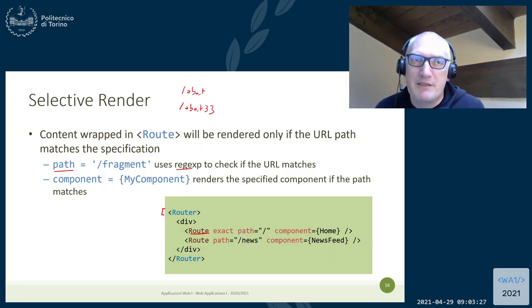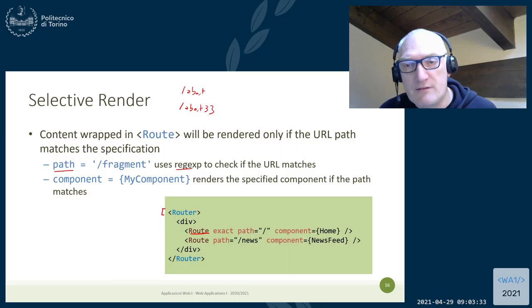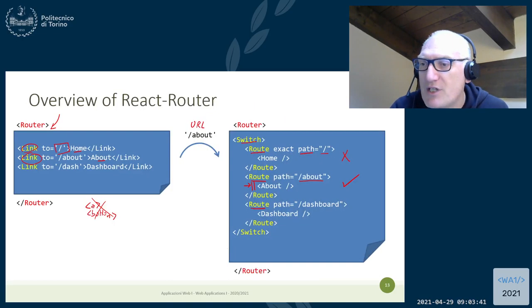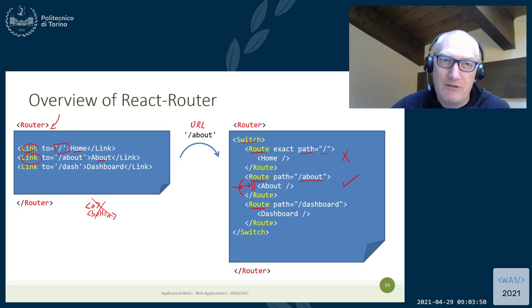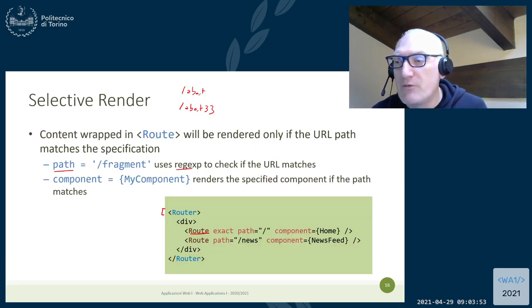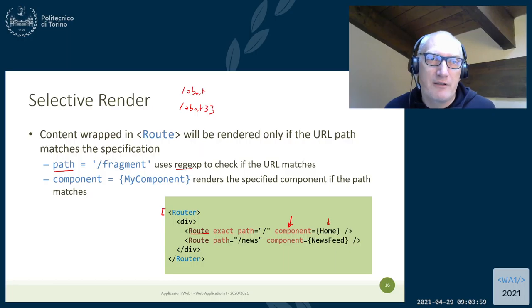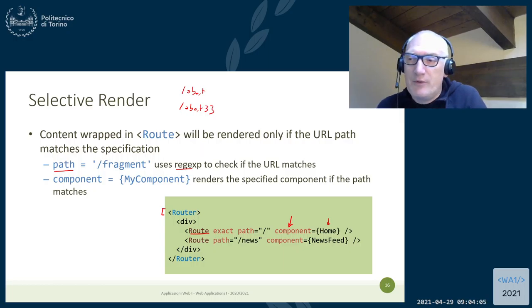If we don't want that, there are attributes for changing that, like exact, for example. And then we have the specification of what to render. What to render can be specified in three different ways, as we will see in a moment. In the previous examples, we just had the component inside the route, so as a child, so it may render or not the children. Or another way is specifying a component property with the specification of a function component that we want to render or not. So instead of nesting it as a child, we can just specify that as an attribute. It's the same thing, basically.